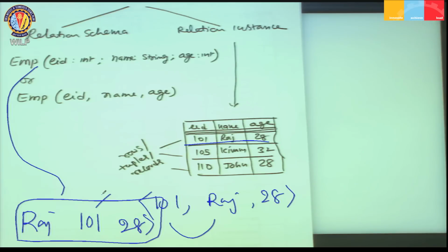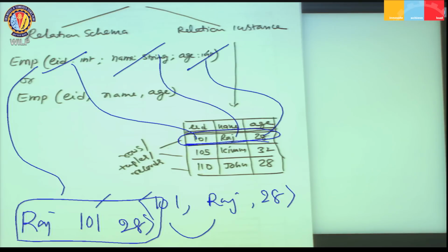So what does the structure say? The first value should be the employee ID, which should be of type integer. The second value should represent the name of the employee, which should be of type string. The third should be age, which is of type integer. In this case, this exactly matches, or obeys the rules laid down in the schema of the relation. The first one is an integer, the second one is a string, and the third one is an integer again.